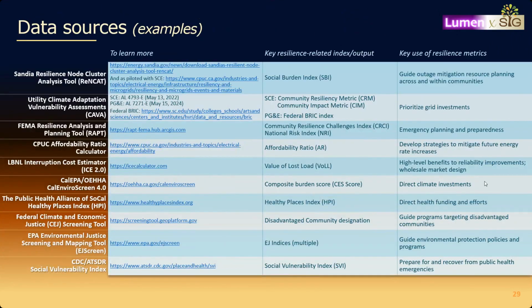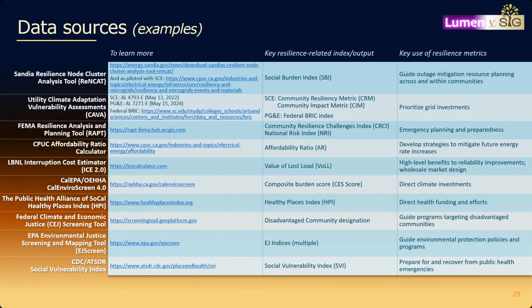We've got a little overview of what each tool or data source is, what the key use is. So RenCat, our understanding is that it is used to guide outage mitigation resource planning across and within communities. That's been demonstrated through the workshops that I mentioned earlier. If you haven't seen that, take a look at those presentations. They're really good, very informative.